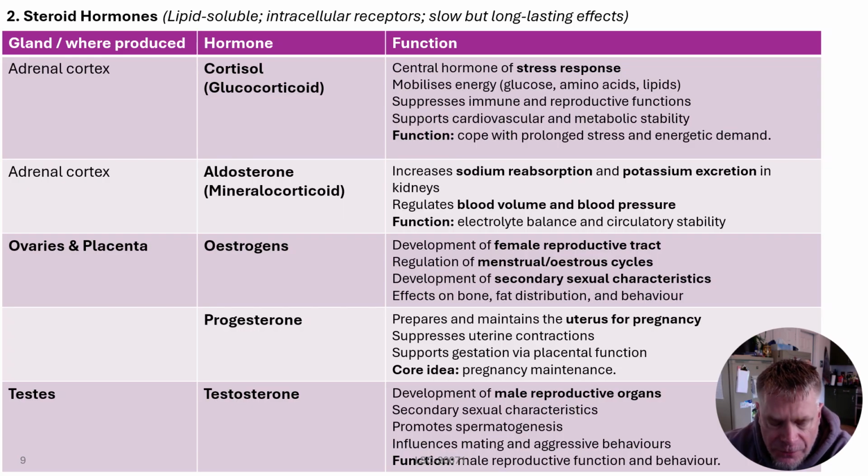The second group of hormone chemicals is the steroids, and these are a bit different because they're lipid soluble, and they target intracellular receptors, so they can go across the cell membrane because they're lipid soluble. Then they target receptors which are actually inside the cell, and these are slower than the first group, but they have long-lasting effects.